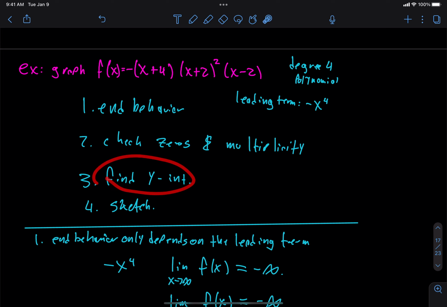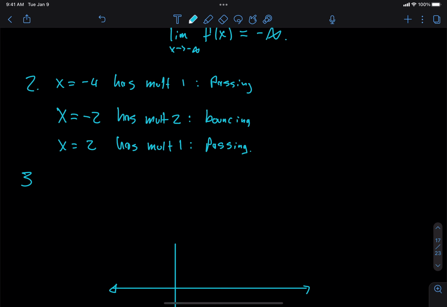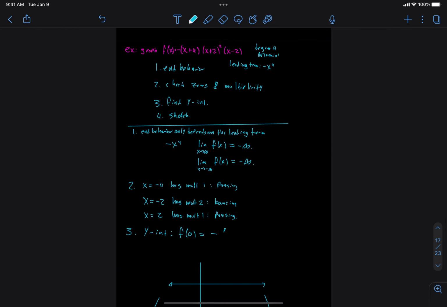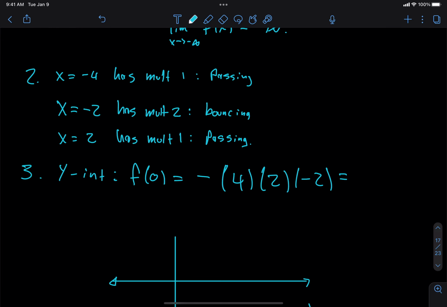Last thing to do is to find the y-intercept. How do I get the y-intercept? I just plug in 0, f of 0. What do I get when I plug in 0? Well, I get -4 times 2 times -2. Is it clear how I got that? I put in a 0 for x here, here, and here. So I got 4 and 2 and -2, and I can't forget that negative sign, right? So what is the y-intercept? F of 0 is equal to positive 16, right?